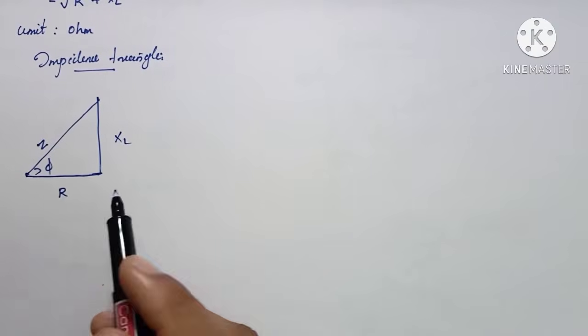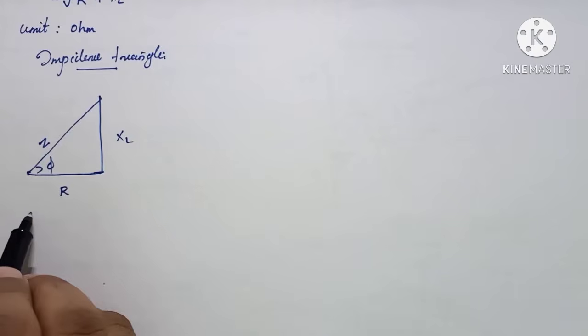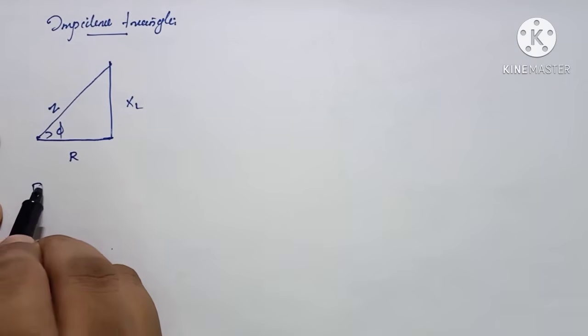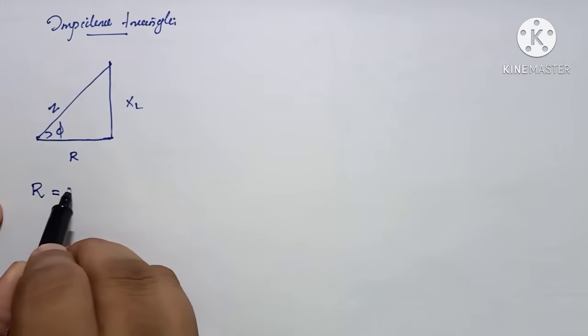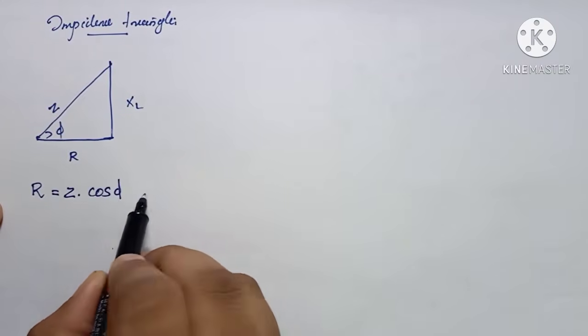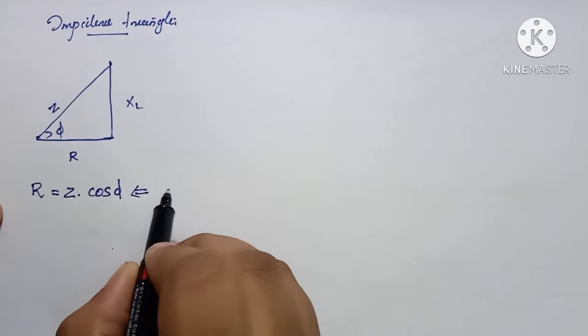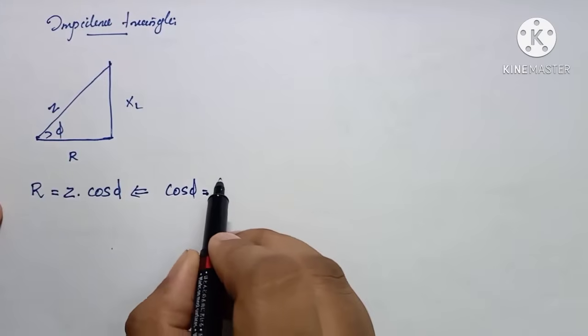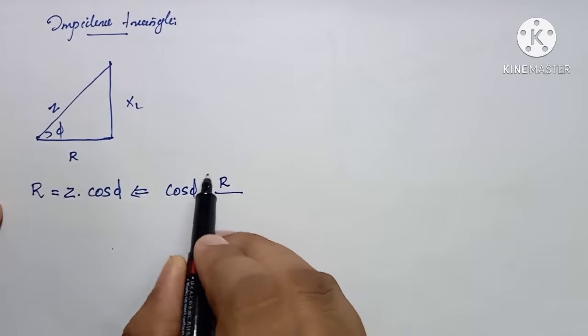Okay, and based on this impedance triangle, it is very clear that the value of R will be equal to Z into cos phi. From where did I get it? We know that cos phi will be equal to the adjacent side divided by the hypotenuse.